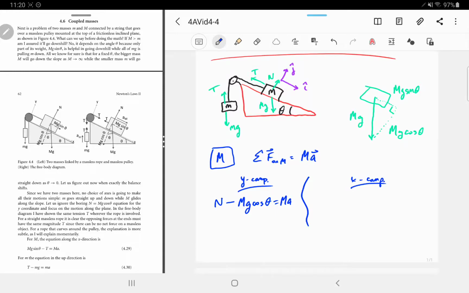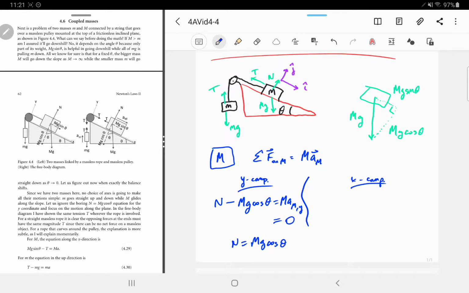Actually, because there are two blocks, let me call this A_M. So this would be the y component of A_M. But that's 0. We definitely know that capital M is not going to come off of the ramp. The N is just in response to the component of the weight that's going into the ramp. And the ramp has two options. It can either break, but assuming the ramp doesn't break, it's just going to push back on the mass enough so that it doesn't break. So we definitely know this thing isn't going to crash into the ramp, assuming it's strong enough. So this is equal to 0, and this just tells us the normal force is Mg cosine theta.